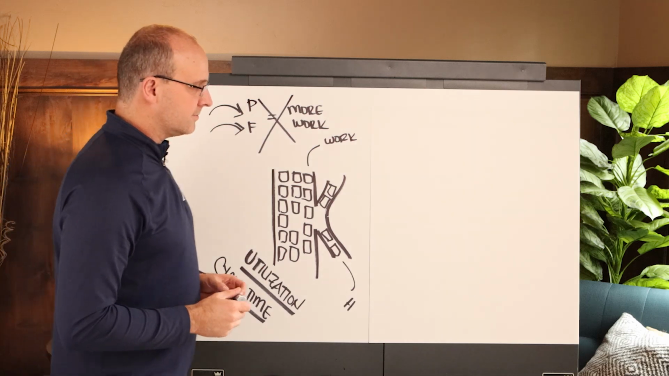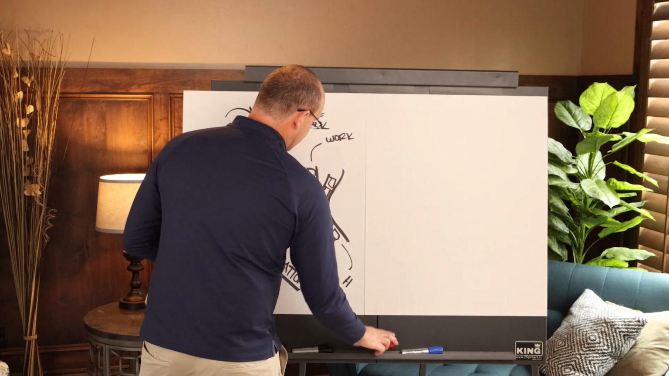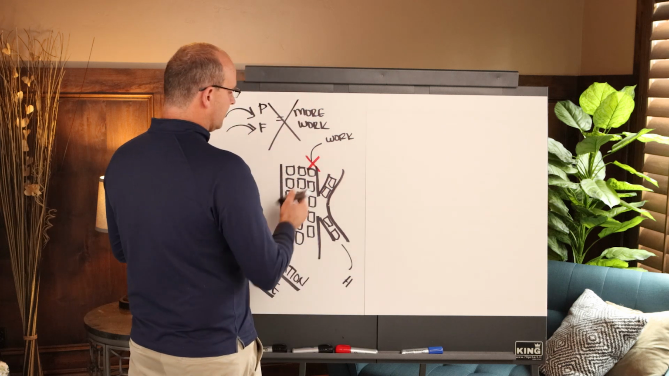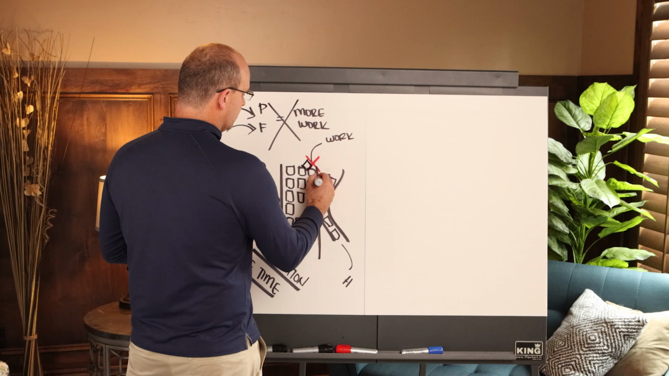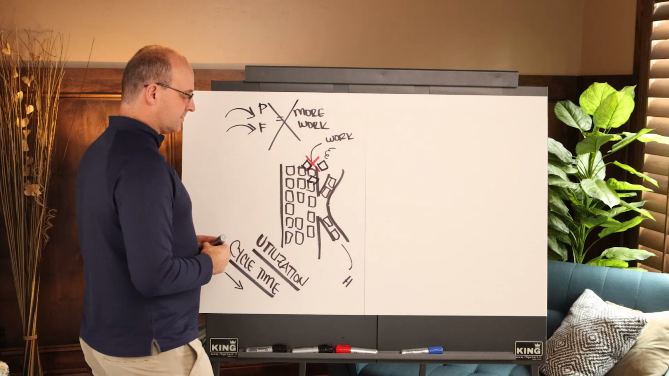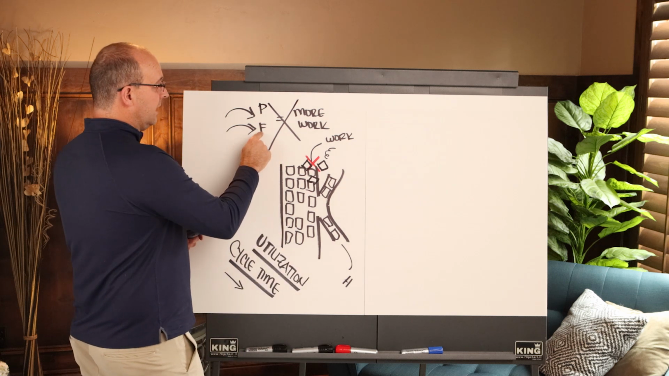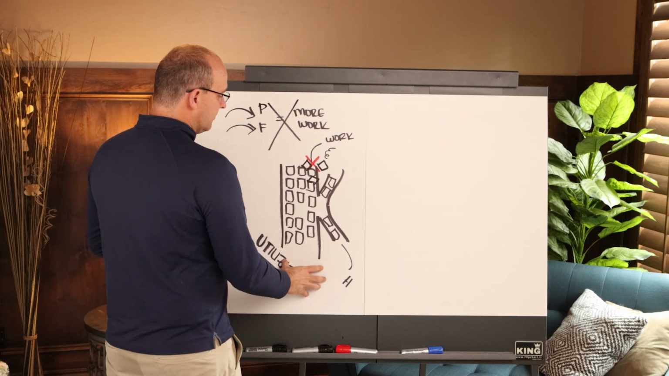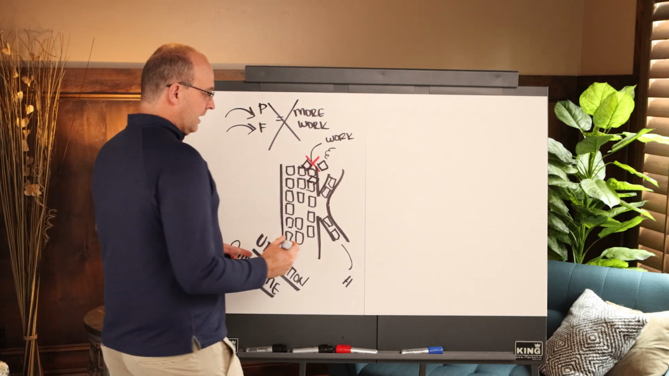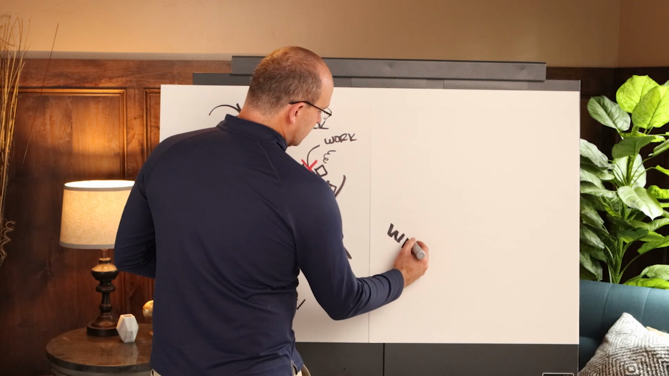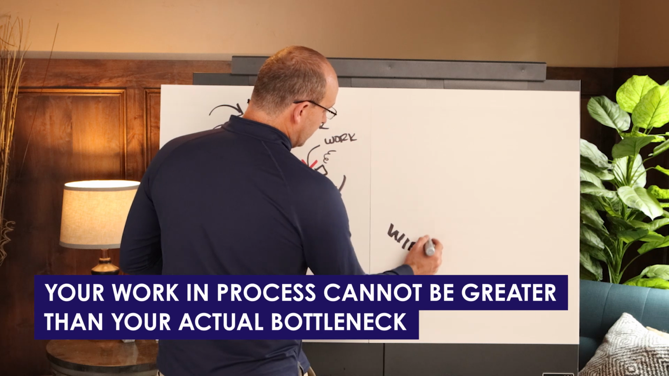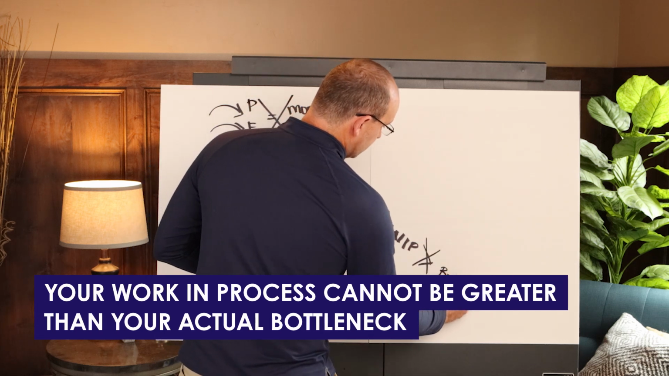So that's one representation. The second one is that if you have an accident, so let's say over here there's an accident and you've not just got the cars, you've got a pileup of cars, and a crash, and police officers on the scene. You can put more people and ask them to go fast, but this system will not go any faster than your actual bottleneck, right? And so your work in process cannot be greater than your actual bottleneck, okay?